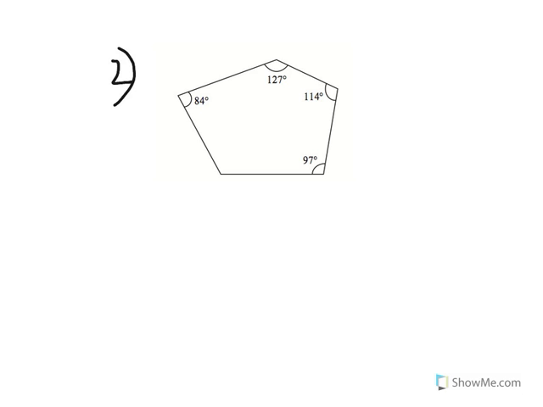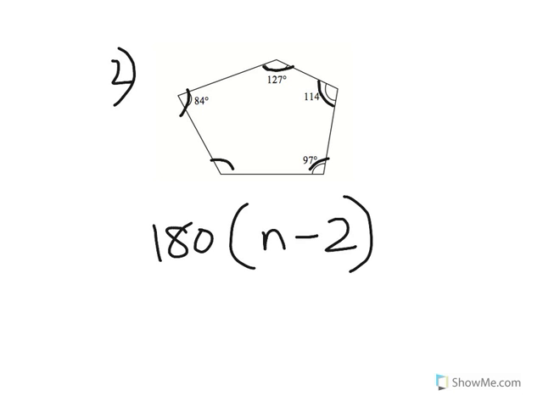Okay, well this question is about polygons. In this case it's an irregular pentagon because all the sides are not equal and the angles aren't equal. There's a formula to find the total that all these angles will add up to in a polygon, and that formula is 180 multiplied by n minus 2, where n is the number of sides in the polygon or shape.